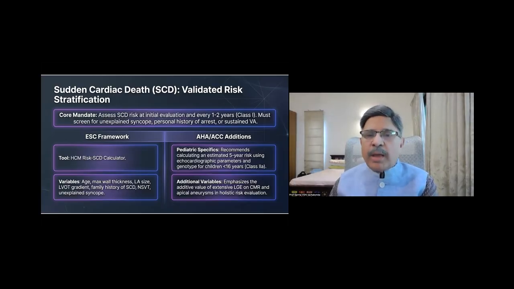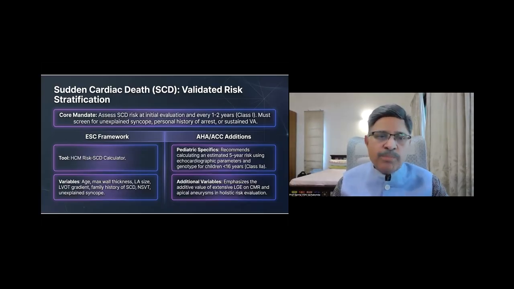ESC framework, American Heart Association framework. Tool: HCM Risk-SCD calculator is available on the website. Use the ESC framework, hypertrophic cardiomyopathy risk sudden SCD calculator. Type that, HCM Risk-SCD calculator. Feed the data. Then you know the risk estimate for the sudden cardiac death.